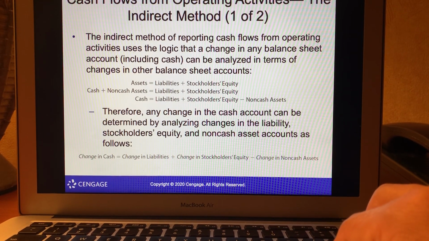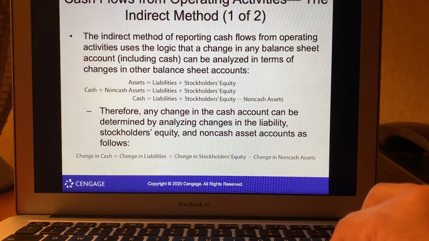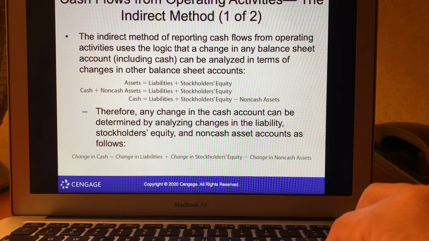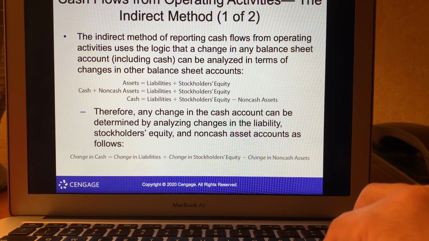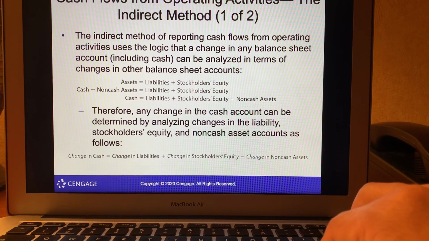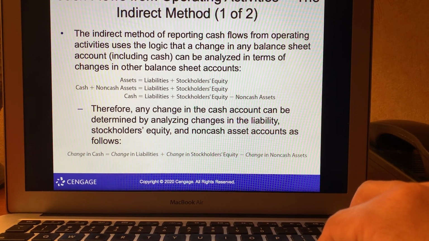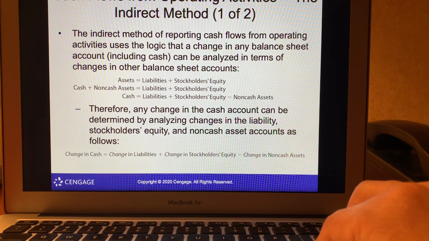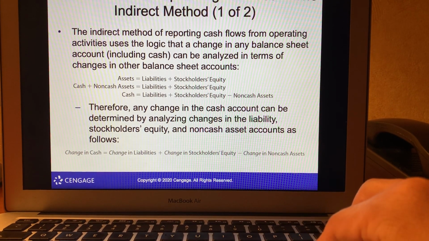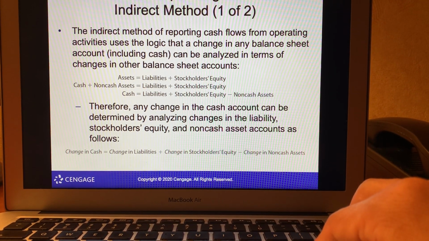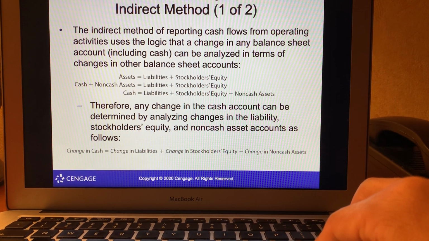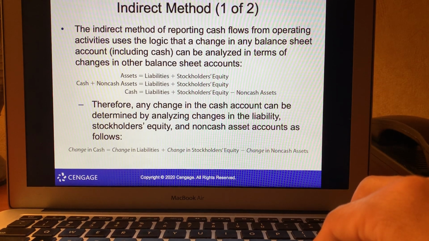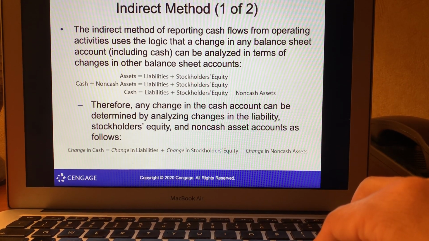Okay, so the indirect method of reporting cash flows from operating activities uses the logic that a change in any balance sheet account, including cash, can be analyzed in terms of changes in other balance sheet accounts. So assets equals liabilities plus stockholders' equity. In the middle, cash plus non-cash assets equals liabilities plus stockholders' equity. At the bottom, cash equals liabilities plus stockholders' equity minus non-cash assets.